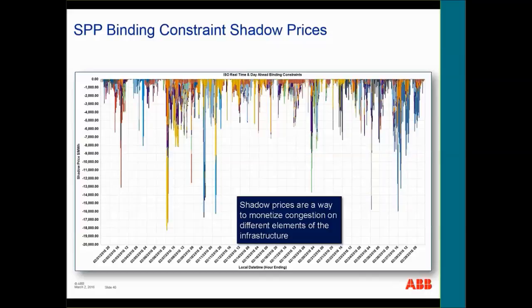So those are pieces of the infrastructure. And each of these binding constraints has a monetized view of the congestion that's happening on the system, and that's really a shadow price that they assign to these different constraints. Shadow price not only shows the magnitude of the constraint and needing to move energy elsewhere, but it also has an impact on the nodal prices that you'll see.